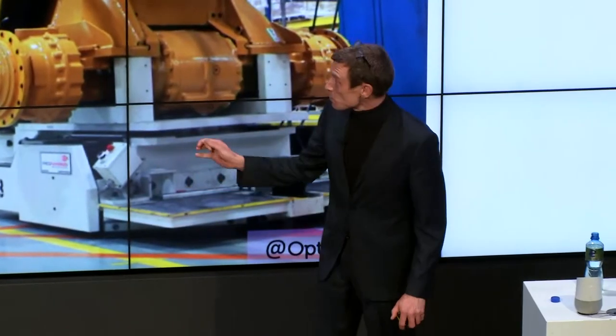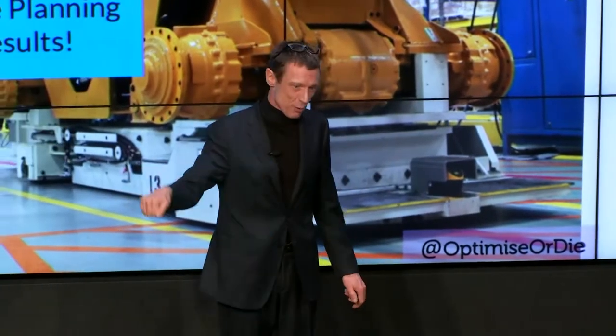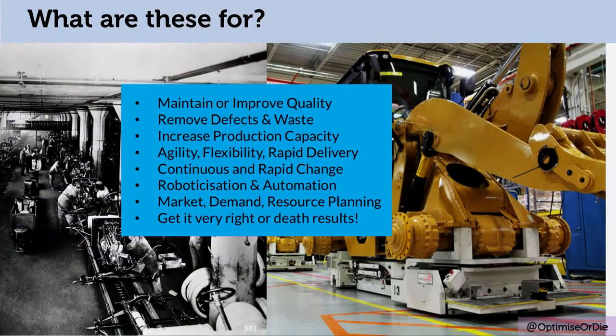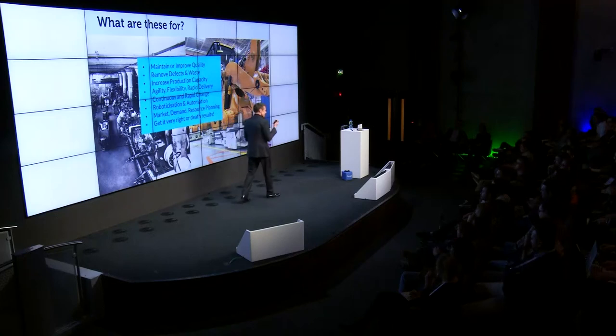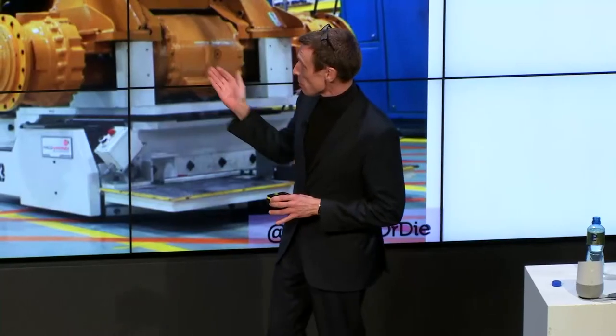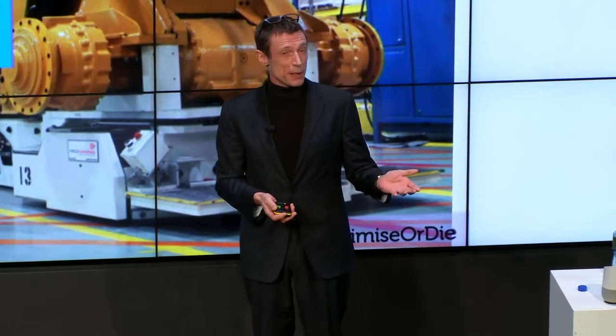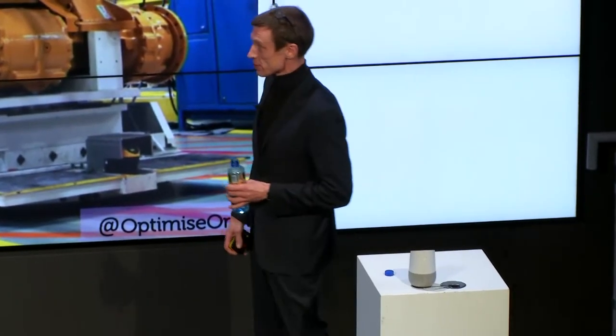Removing defects and waste. Having to recall cars is expensive, so fix it before it goes out. Getting your capacity up. Having agility, flexibility, and delivery. Being able to manufacture things on demand, not necessarily stockpile loads of things. And getting this stuff absolutely right, because if you don't, you'll kill people. At the very least, you're going to kill your company or your customers. Neither is a very desirable scenario.